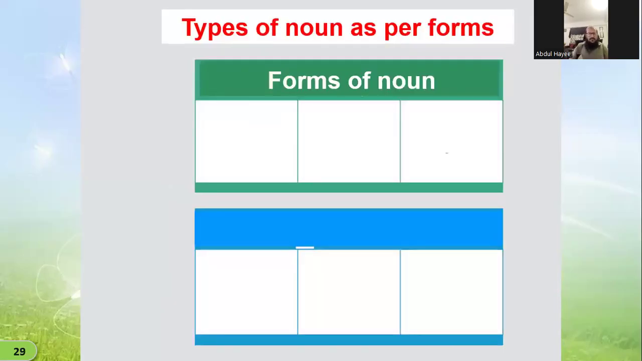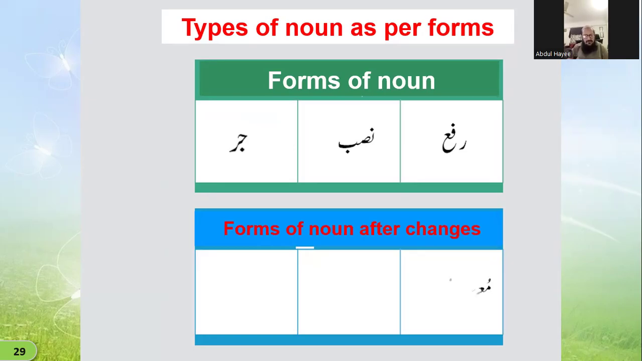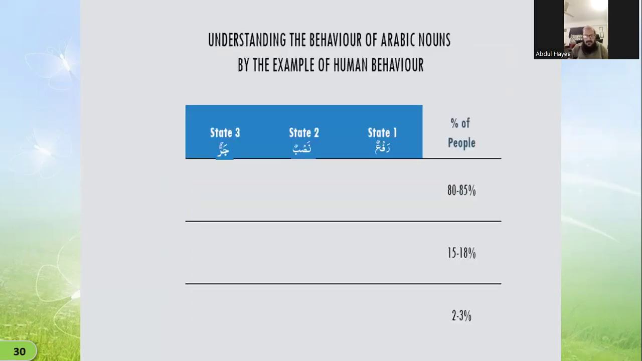So nouns are of three types: one is called Raf, the other Nasb, and Jar. Raf, Nasb, Jar. The forms of nouns after the change are Mu'arrab Munsarif, Mu'arrab Ghair Munsarif, and Mabna. Leave these terms, because we will cover them in detail in QC6 inshallah. Let's have a little concept of these Raf, Nasb, Jar states.